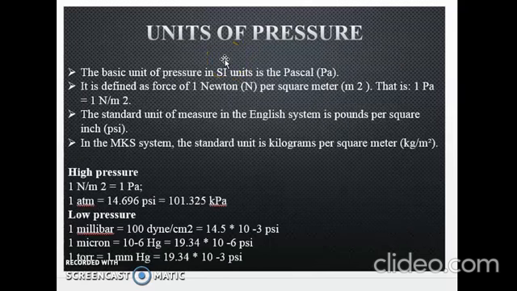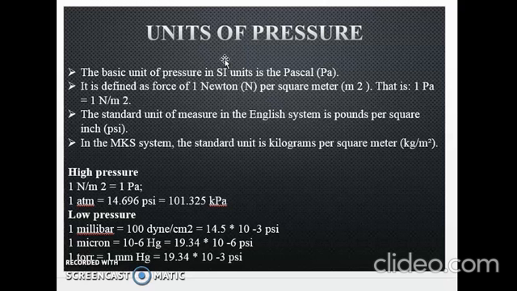Let us now discuss the unit of pressure. The basic unit of pressure in SI is the Pascal. The Pascal is defined as a force of 1 Newton per square meter, that is, 1 Pascal is equal to 1 Newton per meter square. The standard unit of measure in the English system is pound per square inch, generally abbreviated as PSI. In the MKS system, the standard unit is kilograms per square meter, that is kg per meter square.